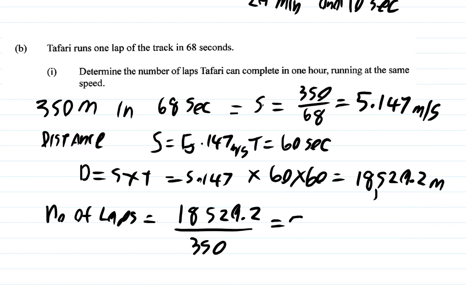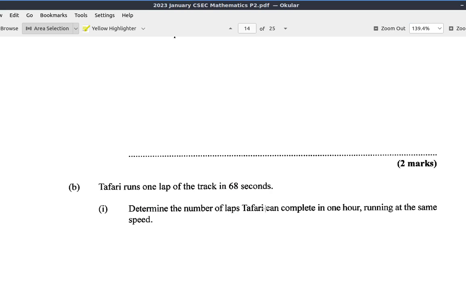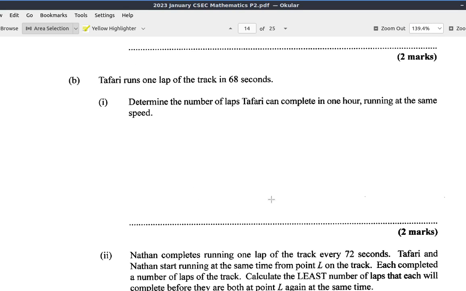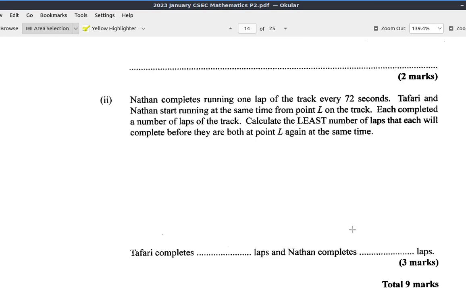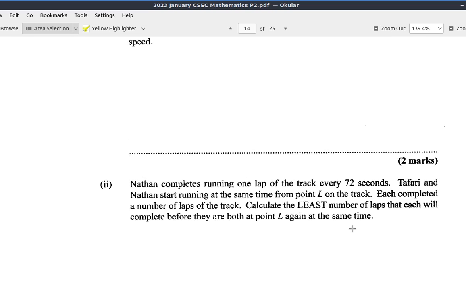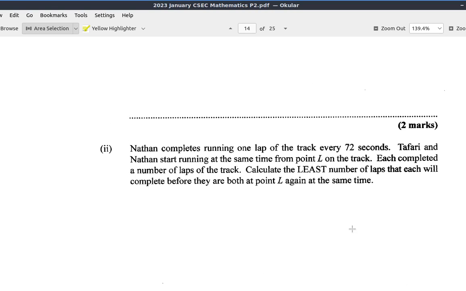So that would be 53 laps. All right? So there you are. Part B1, 53 laps. All right? And then, this would be the last part of the question. All right, let's break for now and we come to that after.